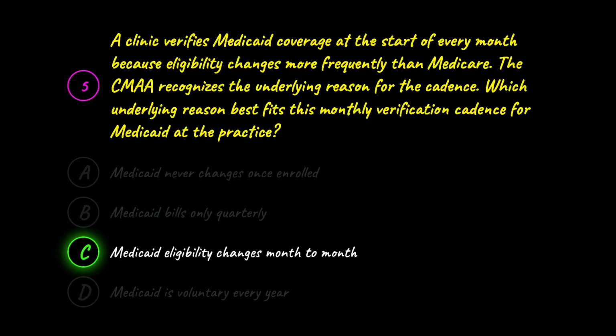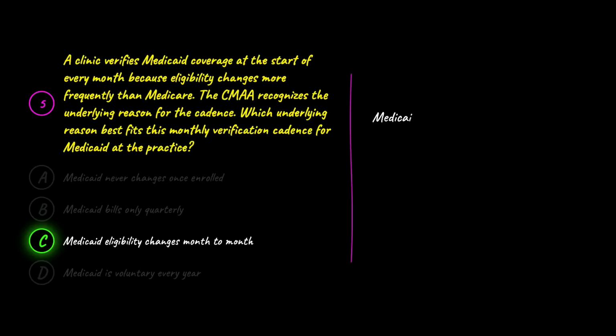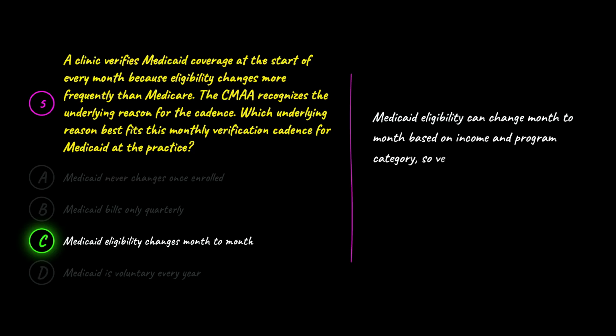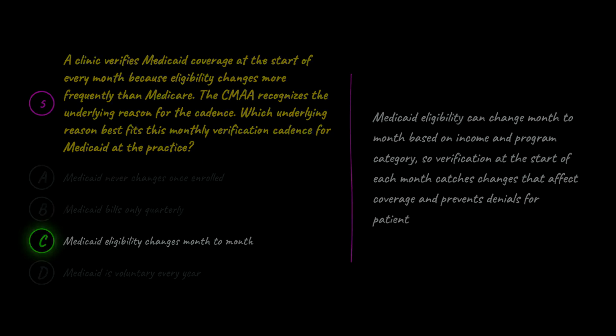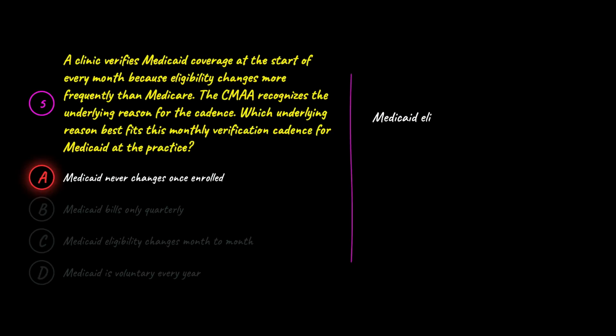The correct answer is C. Medicaid eligibility changes month to month. C is correct because Medicaid eligibility can change month to month based on income and program category. So verification at the start of each month catches changes that affect coverage and prevents denials for patients who remain enrolled. A is wrong because Medicaid eligibility is not stable once enrolled.